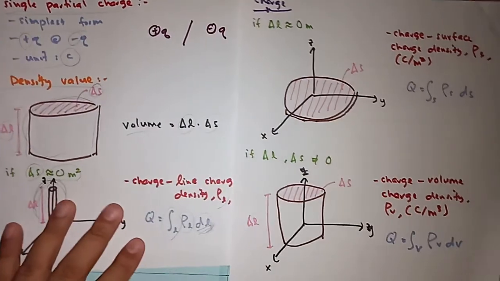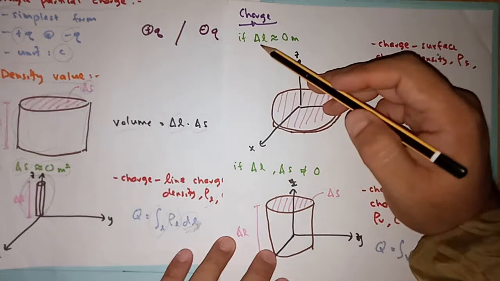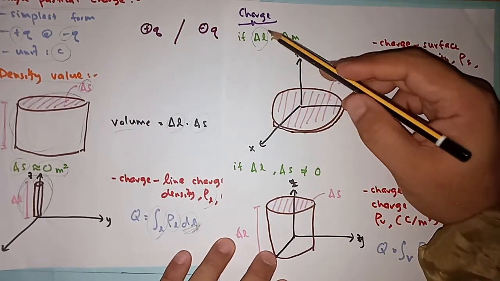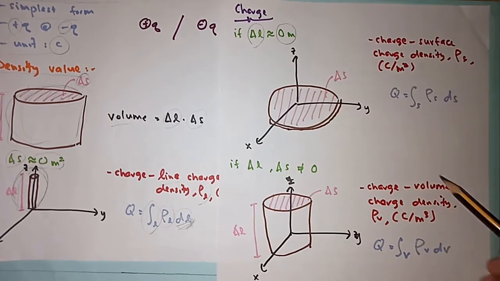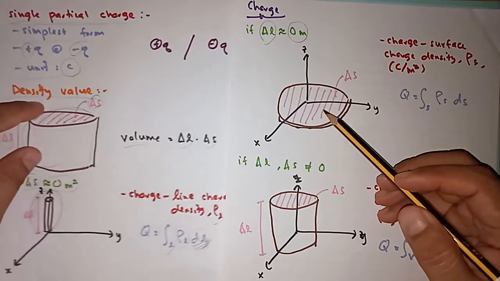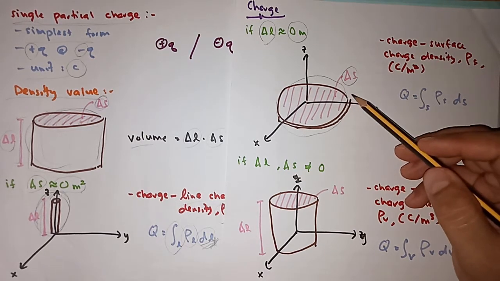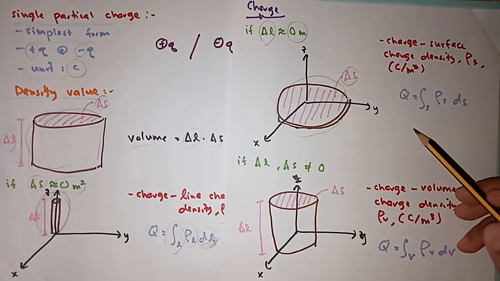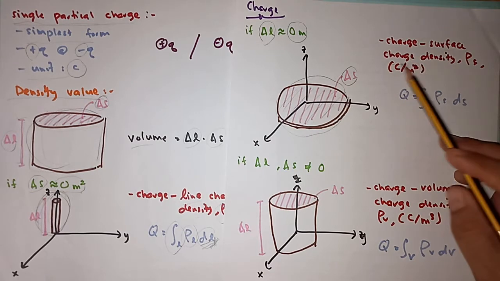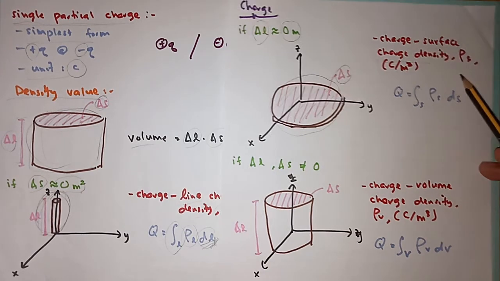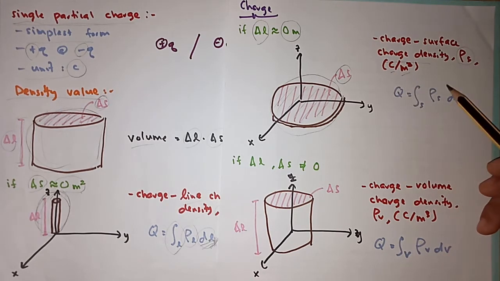In the second case, with the same shape, we assume that the delta L, or the length of this particular cylinder, is near to 0 meter. In this particular case, the shape of this cylinder will become this shape, where our surface is more significant compared to the thickness of this cylinder. Our charge will be represented by its surface charge density, which we represent by rho S, and the unit of it is coulomb per meter squared.